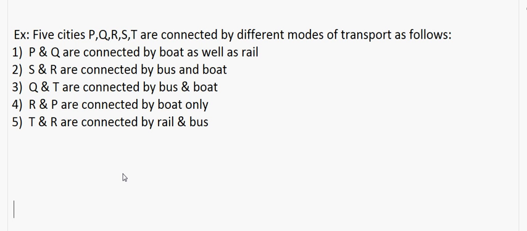So there are 5 cities connected by different modes of transport, P, Q, R, S, T, right? Then there are modes of transport which are given here. P and Q are connected by boat as well as rail, right? Then all the other things are given. S and R are connected by boat and bus. Q and T by boat and bus and boat, right? So Q and T and S and R are connected. So this is wrong, I suppose. I just checked the question. This is by air. The question says Q and T are connected by air, right? P and R are connected by boat. T and R are connected by rail and bus.